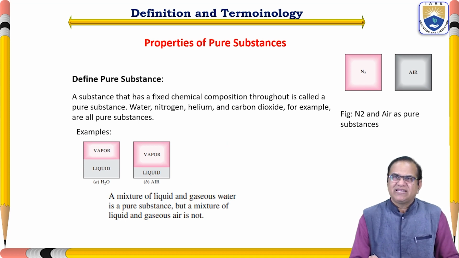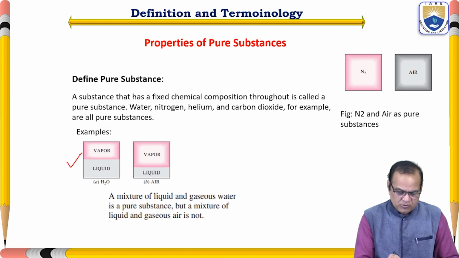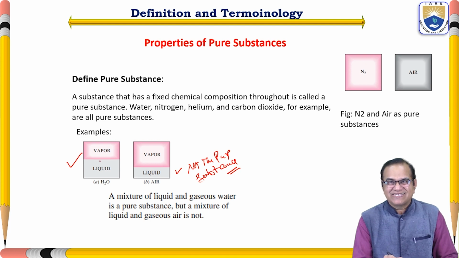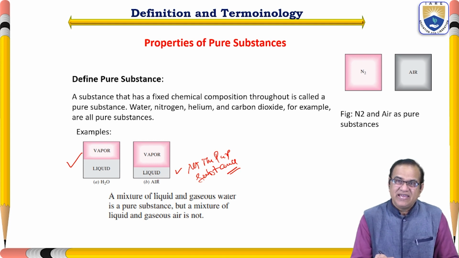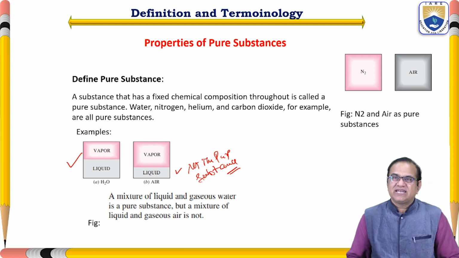A mixture of liquid and gaseous water is a pure substance, but a mixture of liquid and gaseous air is not. So this is the pure substance, but a mixture of liquid and gaseous air, the second one, is not a pure substance, because air has got some nitrogen and oxygen, but water has got hydrogen and oxygen. So both are not the same. One is a pure substance and another is not.